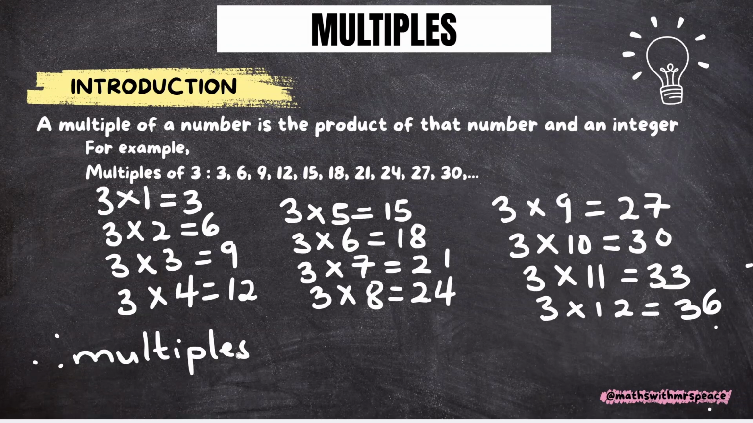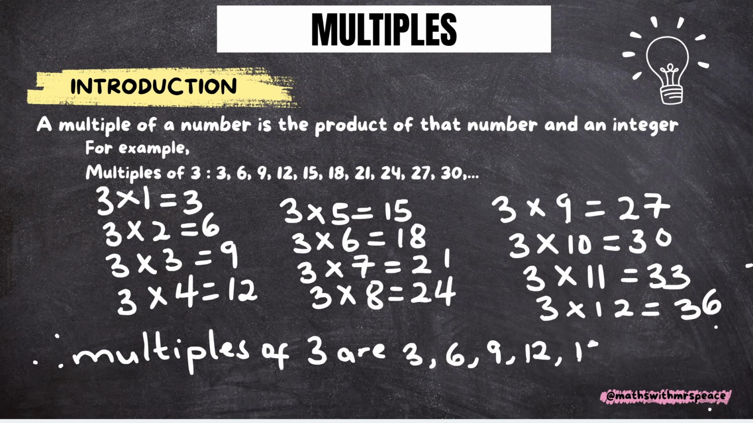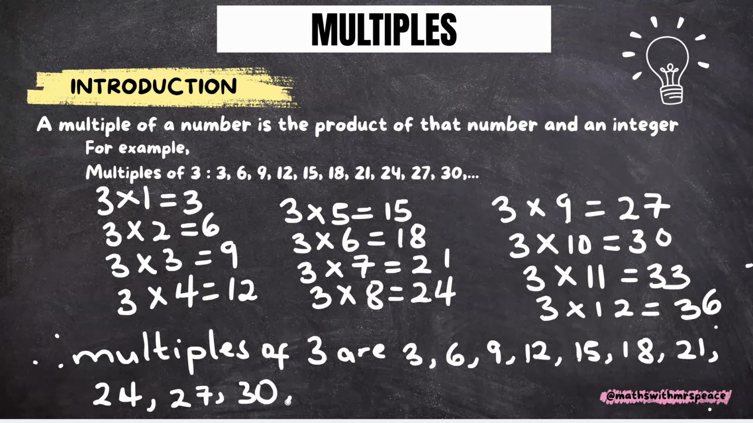multiples of 3 are 3, 6, 9, 12, 15, 18, 21, 24, 27, 30, 33, 36, and every time you write the list of multiples, please be aware to add the 3 dots at the end to show that you have not completely exhausted the list of multiples just yet.